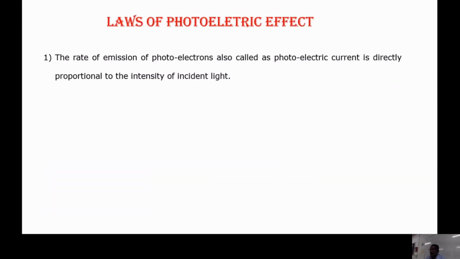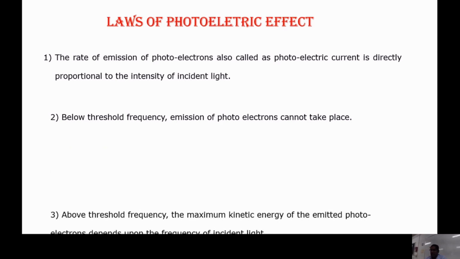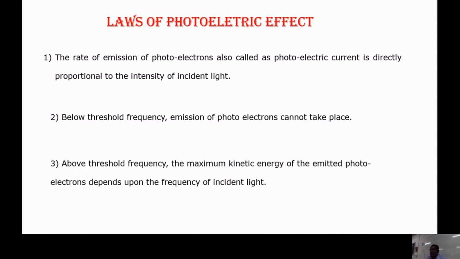There are three major laws associated with the photoelectric effect. The first one is that the rate of emission of photoelectrons, which is also called photoelectric current, is directly proportional to the intensity of incident light. Below the threshold frequency, emission of photoelectrons cannot take place. Above the threshold frequency, the maximum kinetic energy of emitted photoelectrons depends on the frequency of incident light. You will understand these three basic laws once we get into Einstein's photoelectric equation.